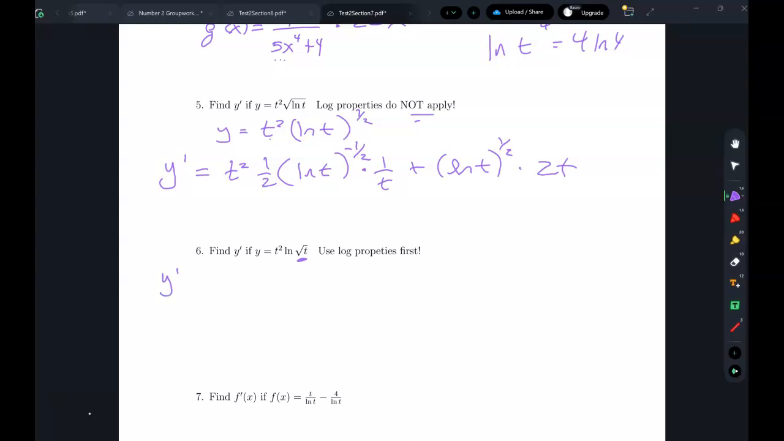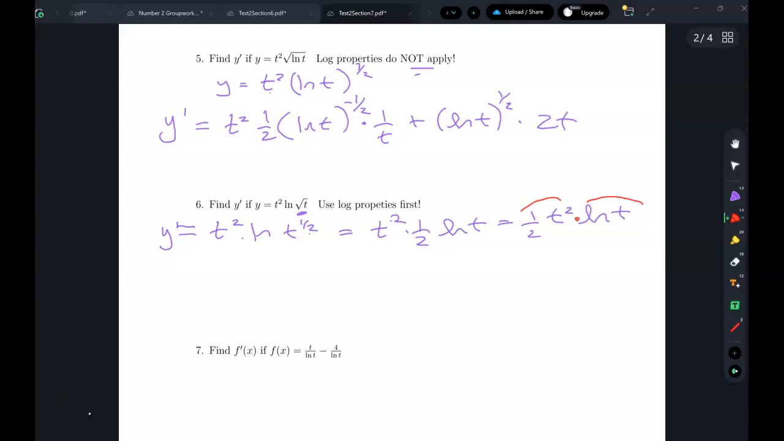So y prime, let's just rewrite y first. ln of t to the 1/2, and so that's the same as saying put the 1/2 down in front, right? t squared times 1/2 ln of t, and I'm even going to make it a 1/2 t squared ln of t. The more you simplify before you take the derivative, the easier it'll be. So this will be my first and second function, because I can see there's going to be a product rule.